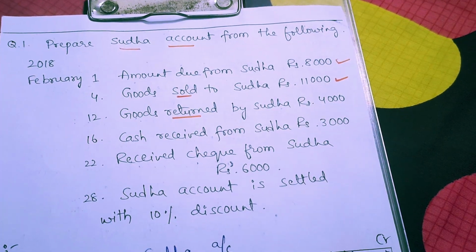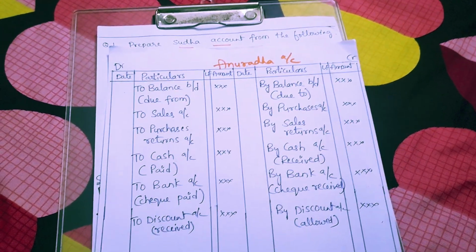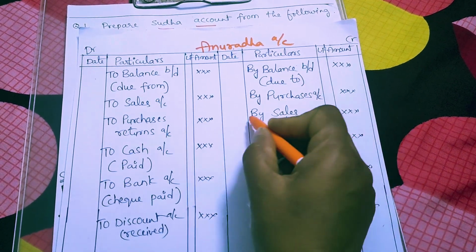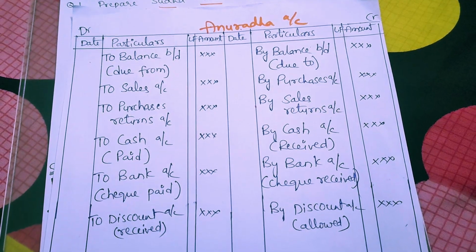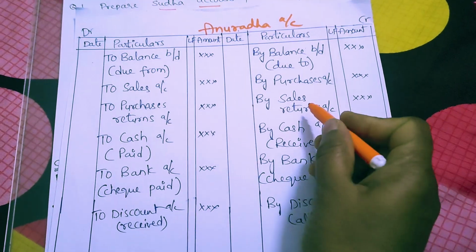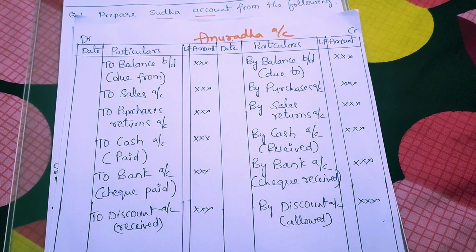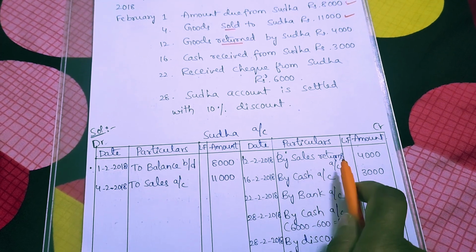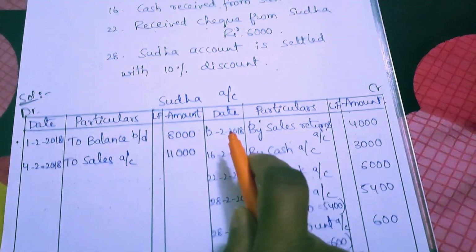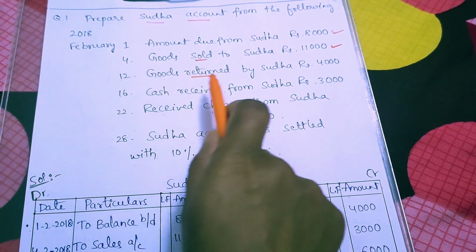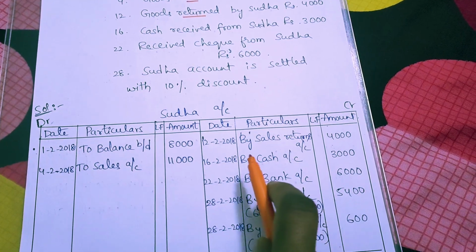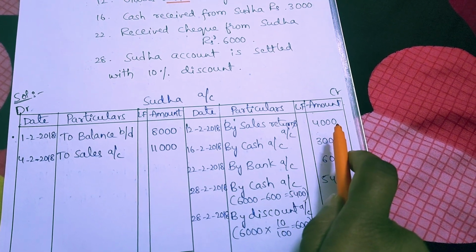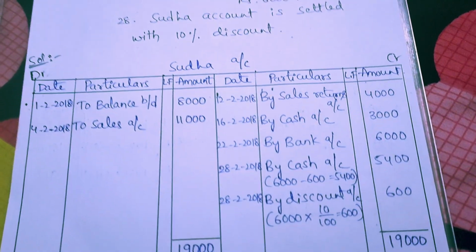Okay. So which side should we record sales returns? See the format. Sales returns are appearing on the credit side. So we should record on the credit side. Now in our problem also we should write sales return on the credit side. See, date, 12th date, same date, 12th February, 4,000 rupees. 12-2-2018. By sales returns account, 4,000 in the amount column. Okay. Hope it is clear for everyone.